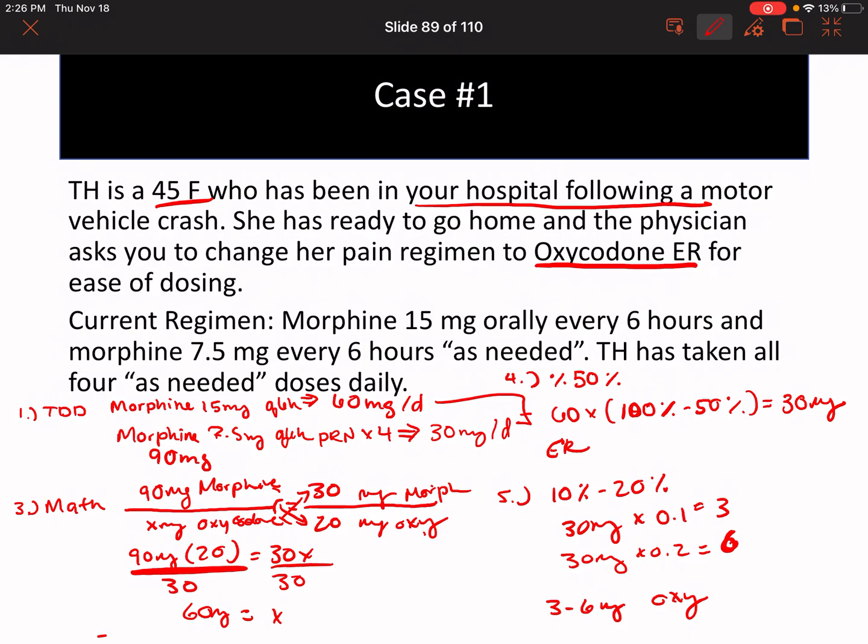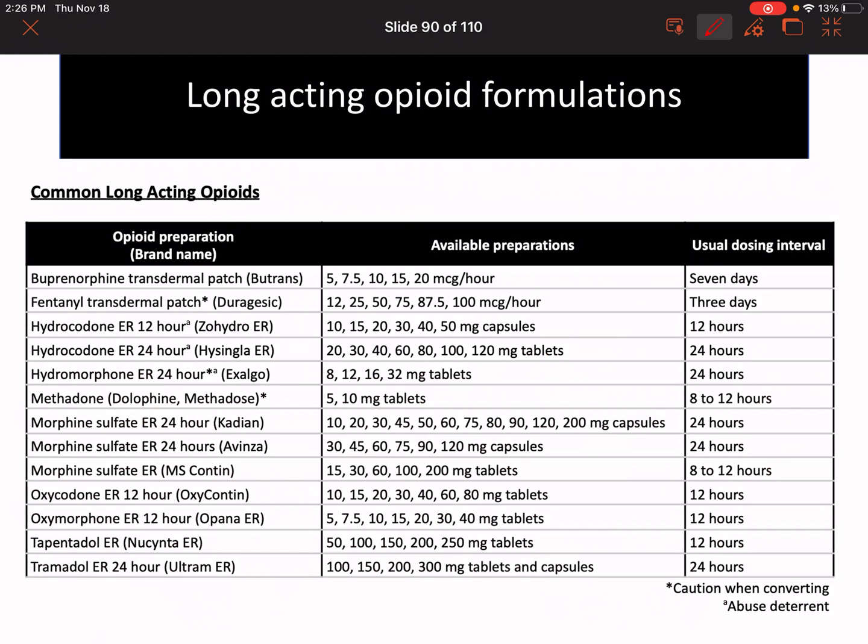Now, next on our list to do is to select a product. You guys are linked a sheet that gives you all the common dosing formulations, both long-acting, as seen here, and short-acting. You're going to notice that they have available preparations, what the brand name is, and then also the usual dosing interval. This is going to help us as we try to decide what our frequency is.